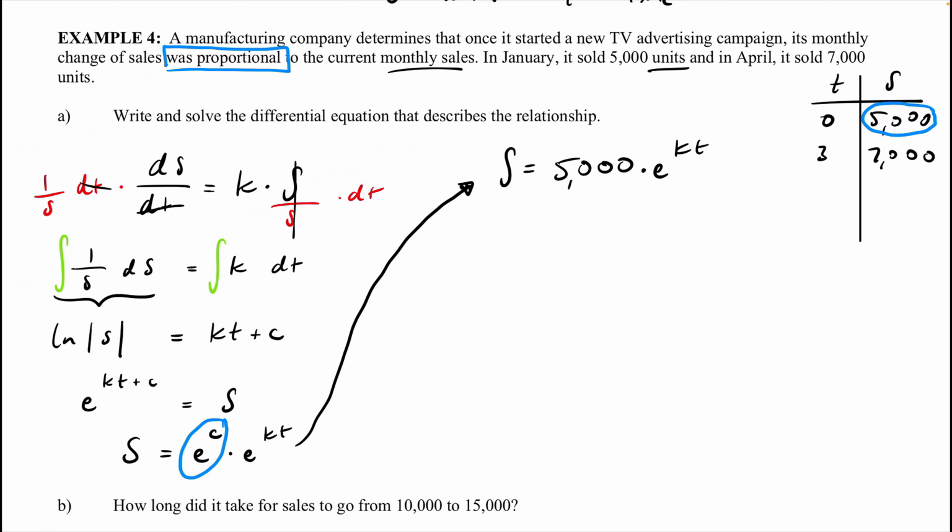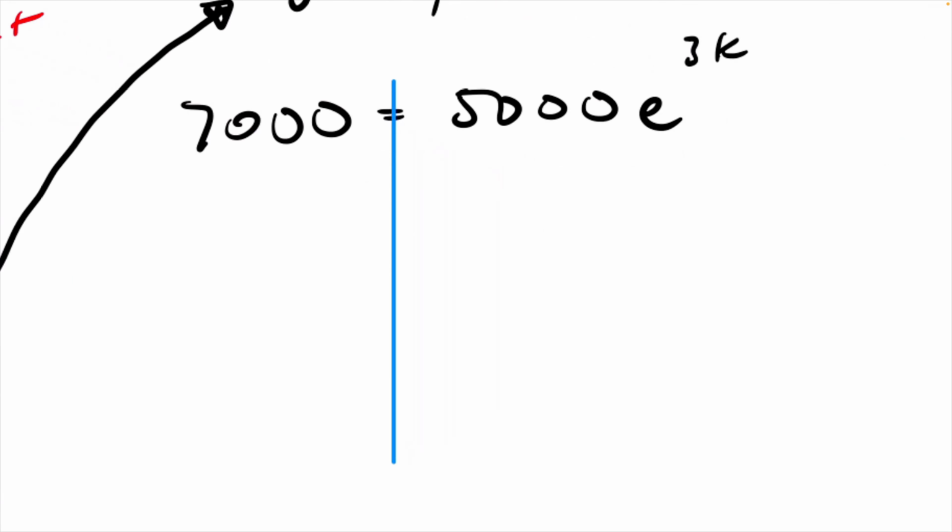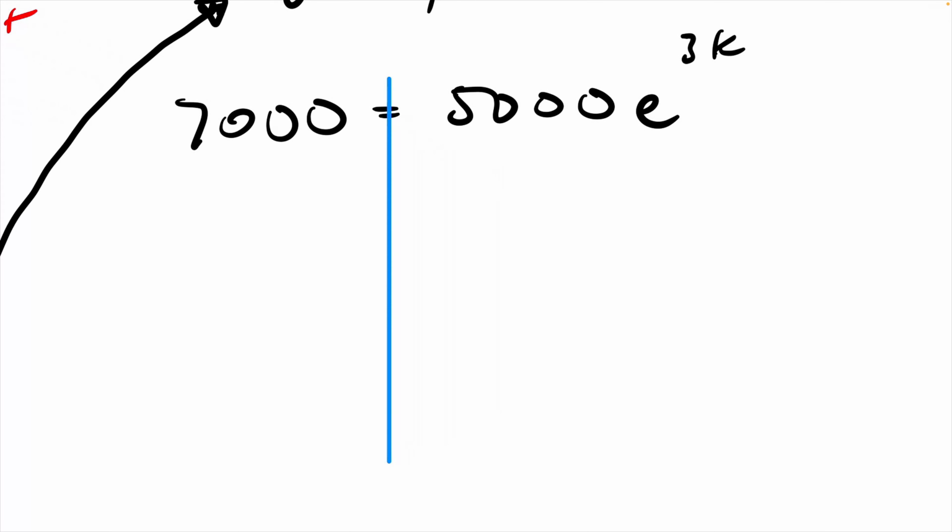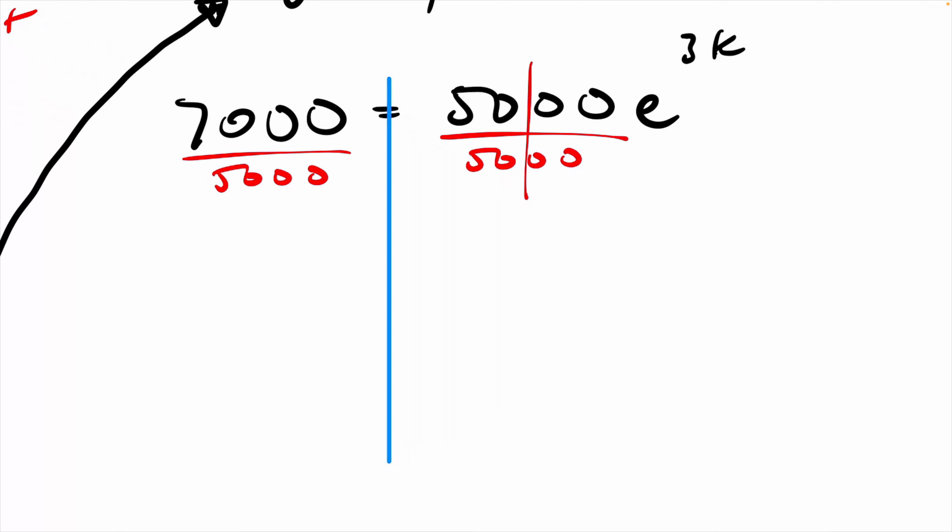So let's do that. 7,000 for S and 3 for T. So I'll just put 3 times K. All right. Okay, so we got to solve for K. What do we got to do first? Divide by 5,000, good.